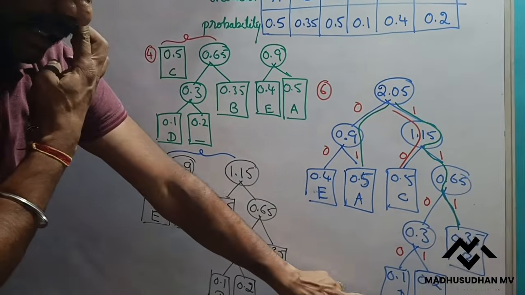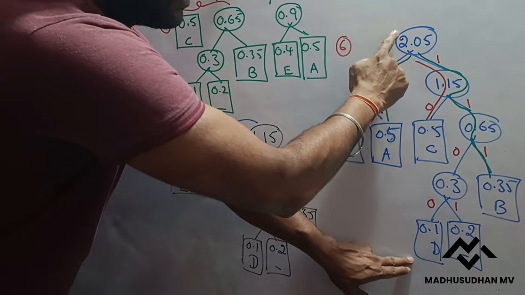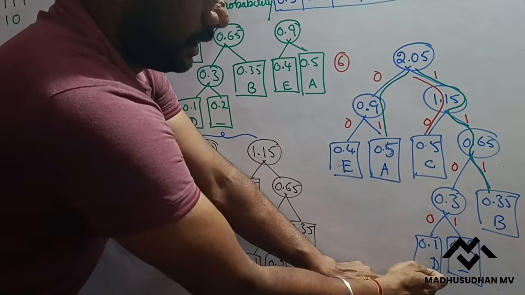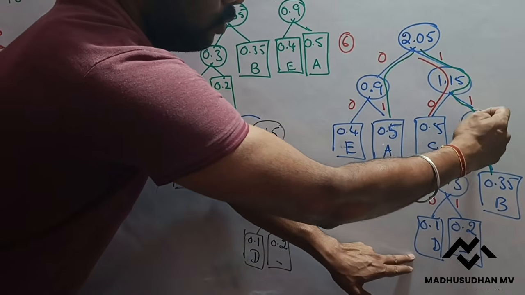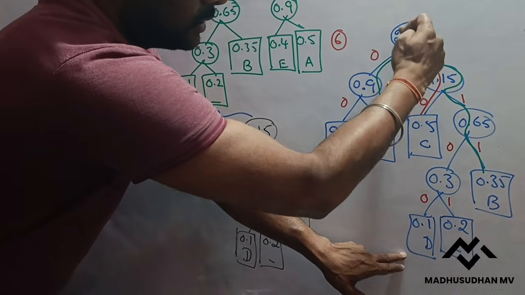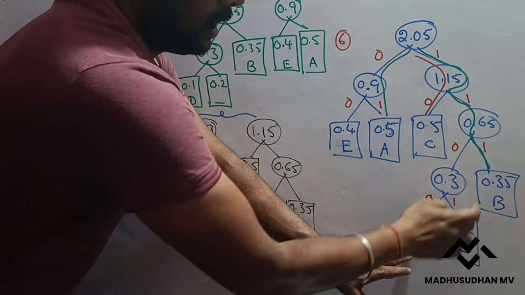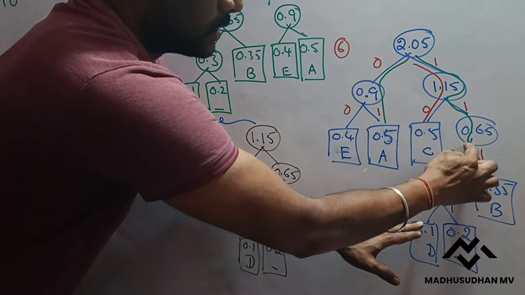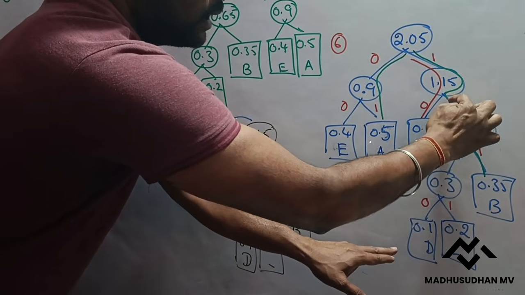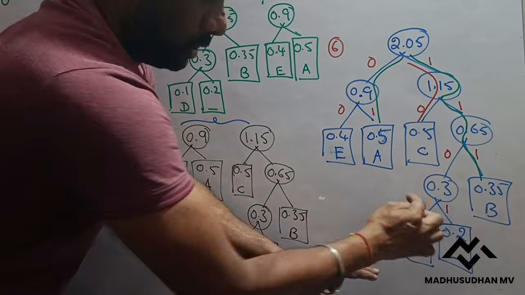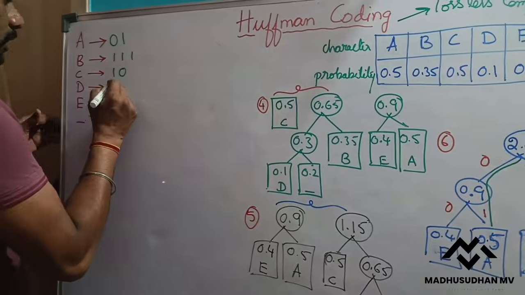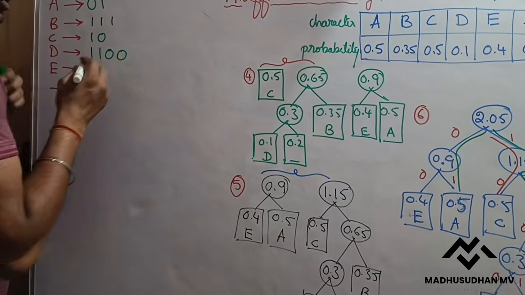Next D. Where D is it? So D is here. So you travel from here. See 1. D is here. So 1, 1, 0, 0. Again 1. You have to reach here, like this, right? So again 1, 0, 0, double 1, double 0. So for D, double 1, double 0.